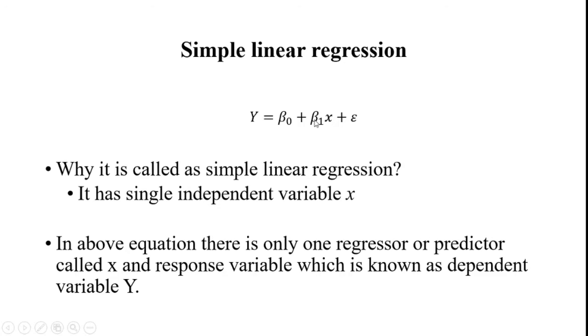In the above equation there is only one regressor or predictor, called x, and the response variable, which is known as the dependent variable, which means y. These two variables only are available. One is the regressor, another one is the response.